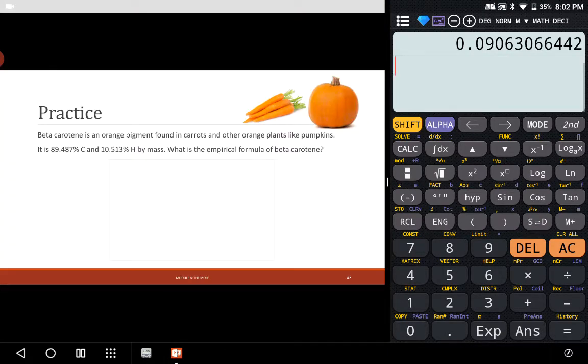Here's a practice problem for you. It reads, beta-carotene is an orange pigment found in carrots and other orange plants like pumpkin. It is 89.487% carbon and 10.513% hydrogen by mass. What is the empirical formula of beta-carotene? Go ahead and pause the video and try to work this out on your own. Unpause the video when you are ready to continue and check your work.